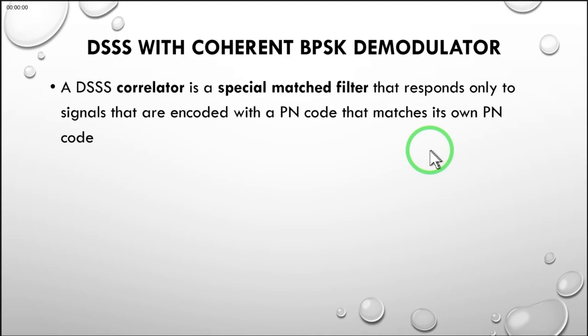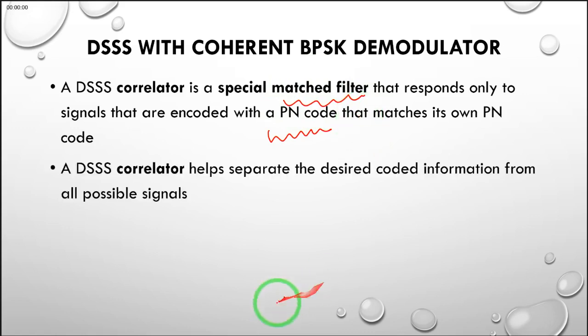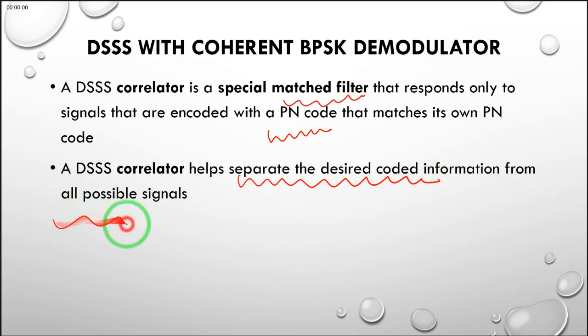In this instance, when we talk about a matched filter, we are saying that when we match the PN code at the receiver with the one that was used to transmit, then we consider that a matched filter, and it is the one that we use in our DSSS correlator. And we have seen that this correlator helps to separate the desired coded information from all the other possible signals, including the ones that were sent as interference or jamming signals.